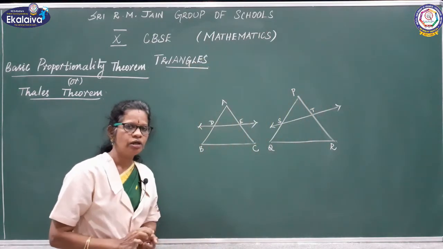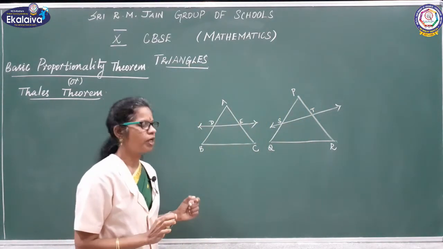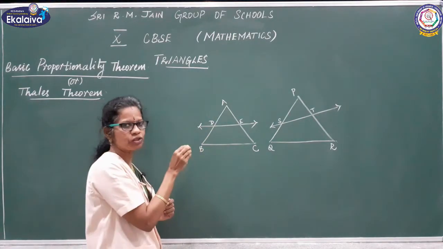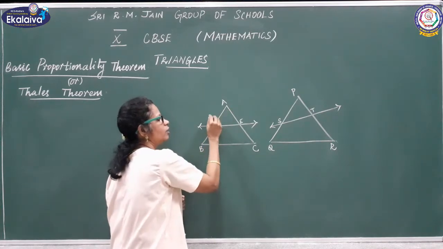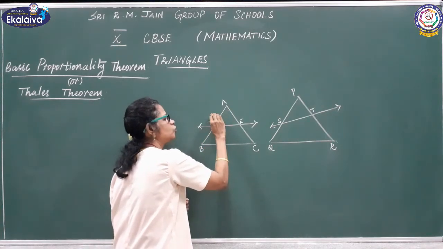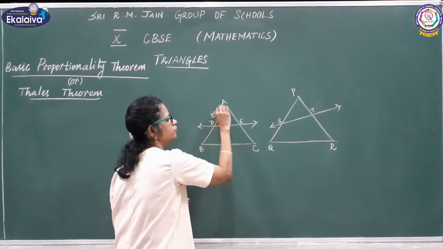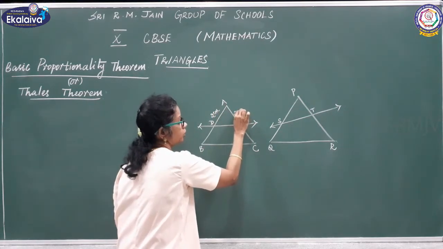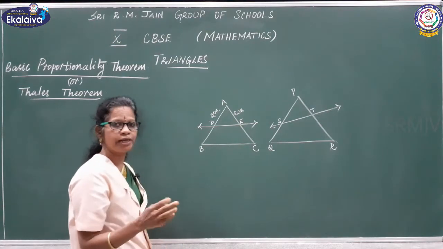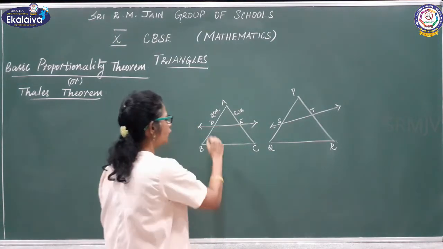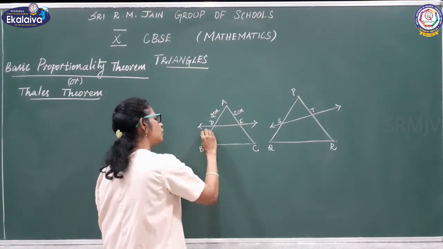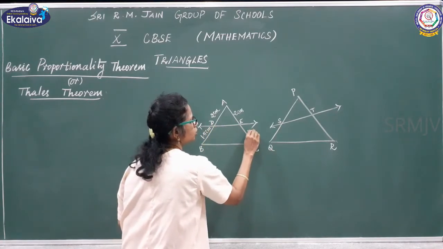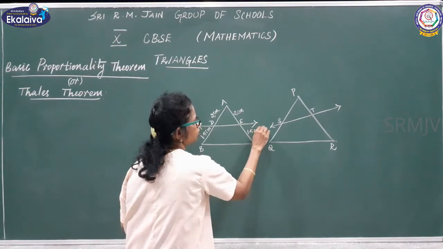Finished, children? Have you all completed the work? Okay. Now you people should use a scale and measure how much AD is, for example, it is 2 centimeter. AE, that is also 2 centimeter for me. You may get different values, right? Now, this is 1.5 centimeter. Here also the same, 1.5 centimeter.